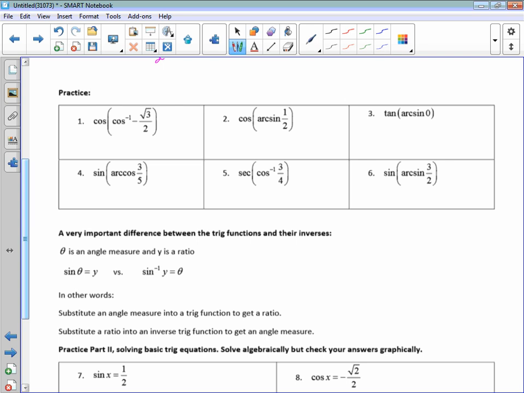All right, guys. So, in the practice, let's look at these. The first one says cosine of the inverse cosine of negative root 3 over 2. So that's a little different than what you were just doing on your whiteboards. You do it a piece at a time. Start on the inside. What is the inverse cosine of negative root 3 over 2? That's 5 pi over 6, good.